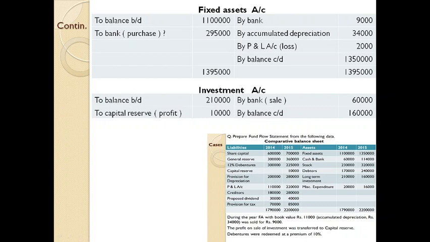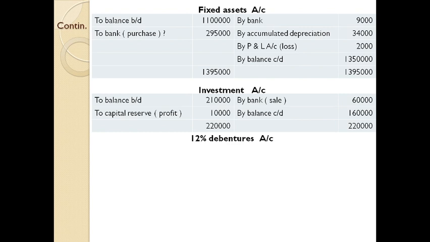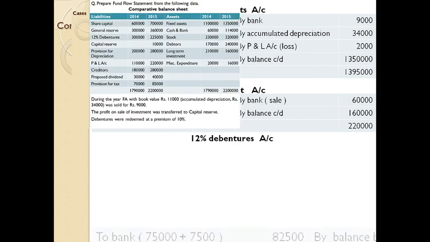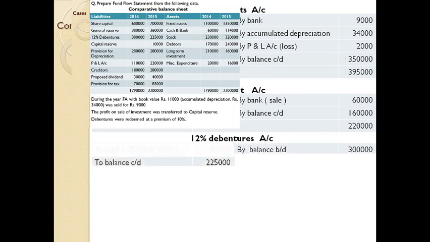So if you take the total amount, you can see that both the sides remain the same. So there was no purchase or sale further during the year. Next, you have to prepare the debentures account, because in the question it is said that during the year debentures were redeemed for 10% at a premium of 10%.